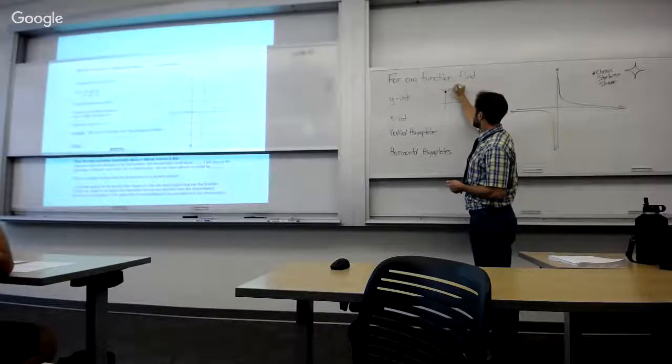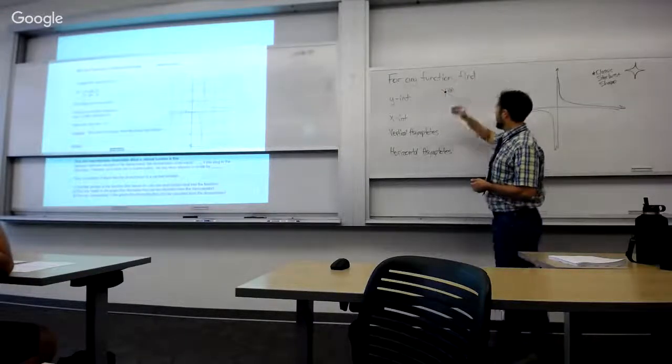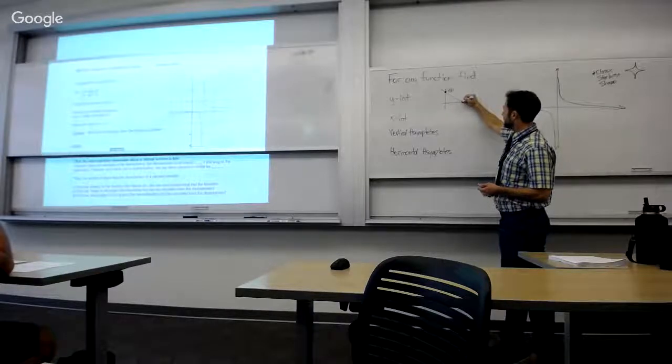Yeah, you just plug in 0, right? So f of 0. And then how do I find the x-intercept? Yeah, you set f of x equal to 0.